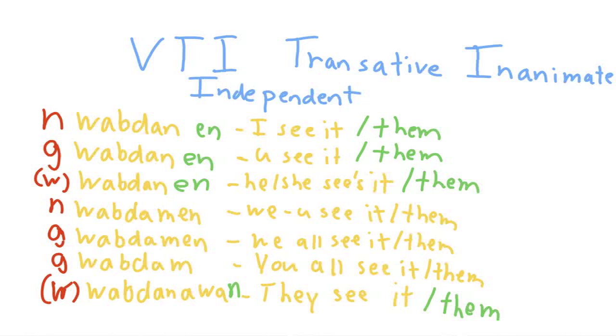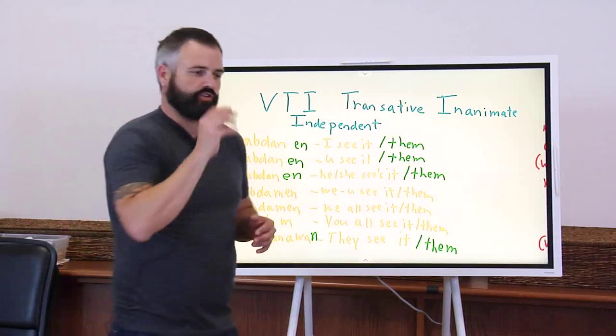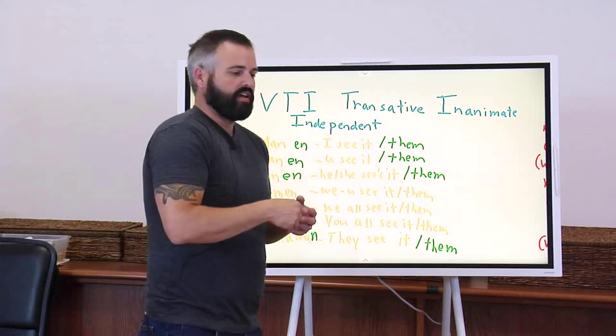With either the W or nothing on it. Wabdan, he or she sees it. Wabdanen, he or she sees them. Nawabdan, now this right here at this little section, it's it or them. So you don't have to do anything different. Nawabdamen, we but not you see it or them. And again, that we but not you means you're excluding the person you're talking to from that.